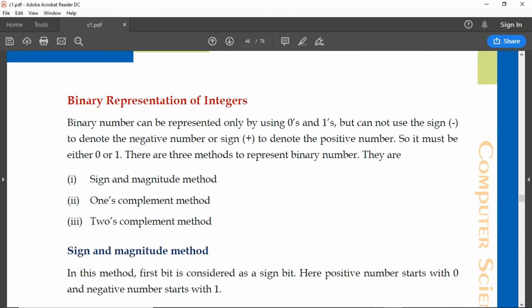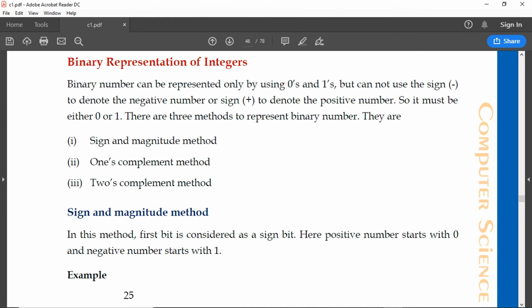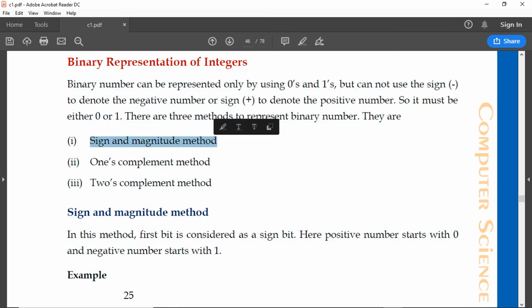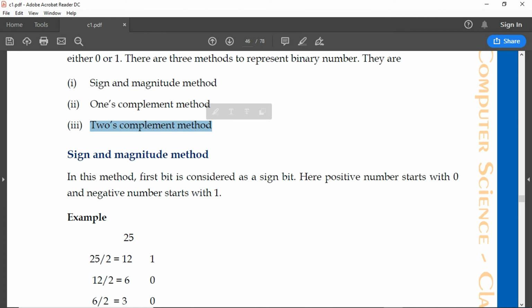47. Binary representation of integers. A binary number can be represented only by using 0s and 1s, but we cannot use the minus sign to denote a negative number or the plus sign to denote a positive number. So it must be either 0 or 1. There are three methods to represent binary numbers. They are: 1, sign and magnitude method; 2, 1's complement method; 3, 2's complement method.